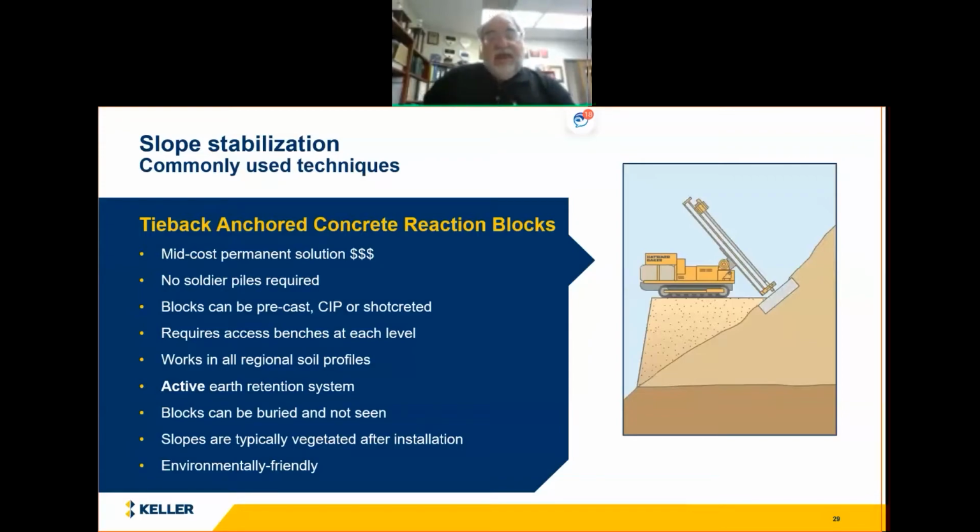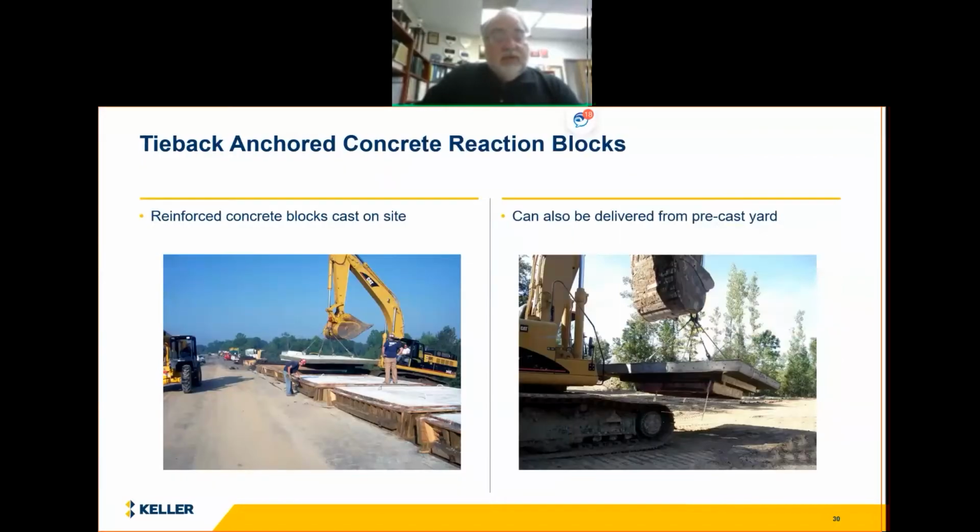You have to have access to benches at each level that you're going to install your anchors on. But it works in all profiles. It's active, meaning we actively stress the anchors and push these blocks down to the earth to provide resistance for the landslide forces. But when you're done, you can cover them up. You can plant grass or whatever you want over them, and they're not seen. So typically these slopes are revegetated. This is a pretty environmentally friendly solution.